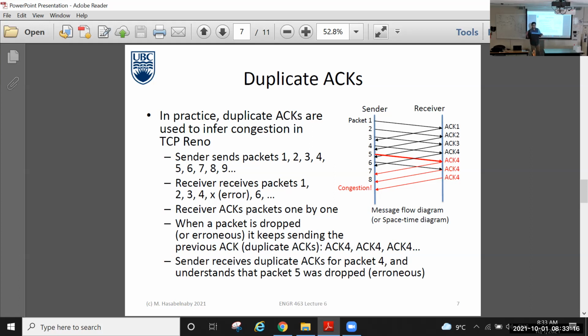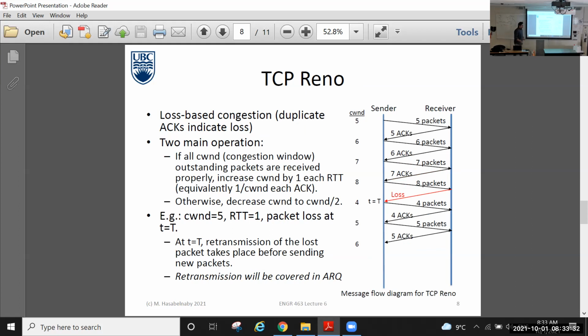Any other questions? Okay, so one way, as you can see, is to duplicate the acknowledgement to inform the sender that we have a problem in packet 5. We will duplicate acknowledgements for packet 4. This is what happens in TCP Reno.